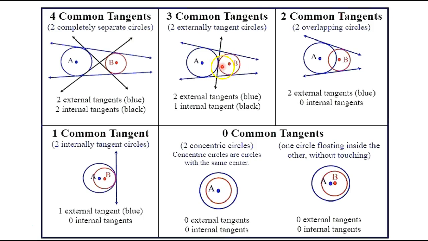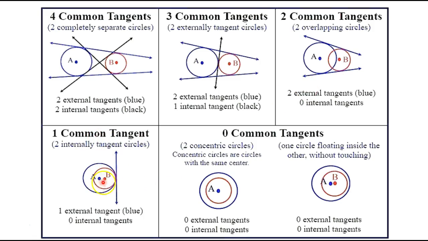But when the two circles are already tangent to themselves, they are touching at one point. So you can only have one internal tangent there and then 2 external tangents. And when the circles are not tangent, they are kind of overlapping, you cannot have any internal tangents. You only have 2 external tangents.